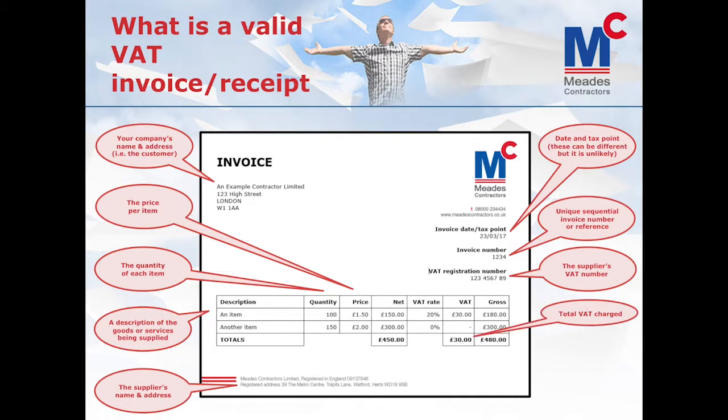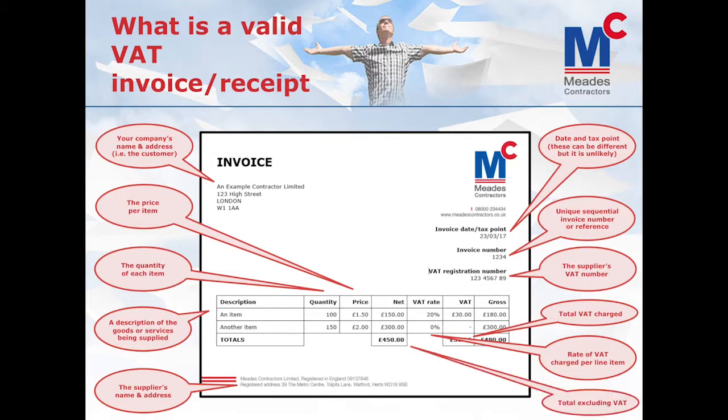The total VAT charge has to be on there, as does the rate of VAT charged per line item, because you could have, like in this example, different VATable rates within one purchase. So you might have some exempt supplies on there, you might have some standard rated supplies, zero rated supplies, there's lots of different rates out there. And finally, you must have the total excluding the VAT.